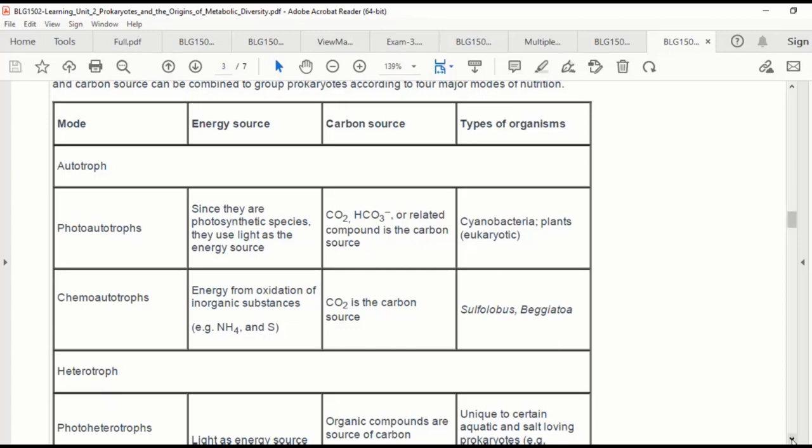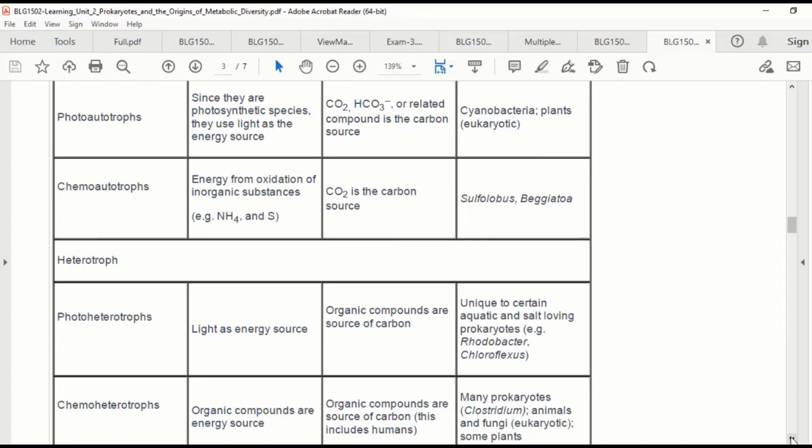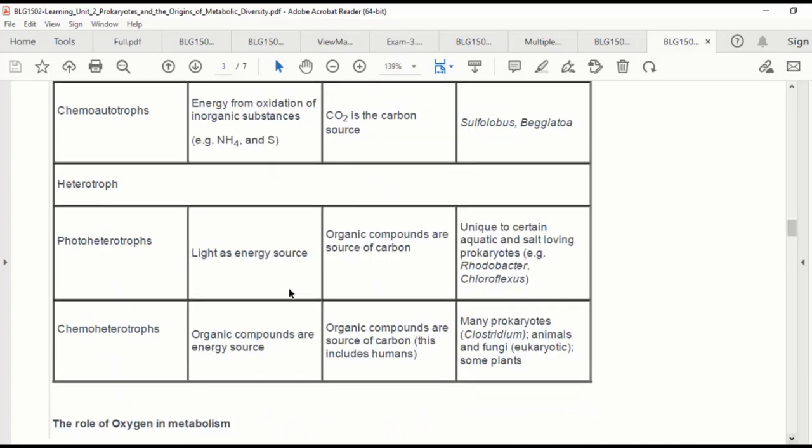and Beggiatoa. And in terms of the heterotrophs, you're going to talk about photoheterotrophs, where examples are unique to certain aquatic prokaryotes, such as Rhodobacter and Chloroflexus, and also chemoheterotrophs, which include many prokaryotes such as Clostridium, animals, and fungi, and some plants.